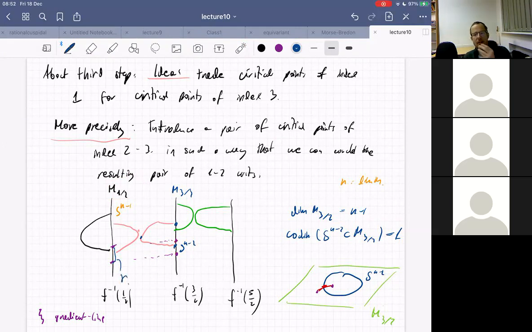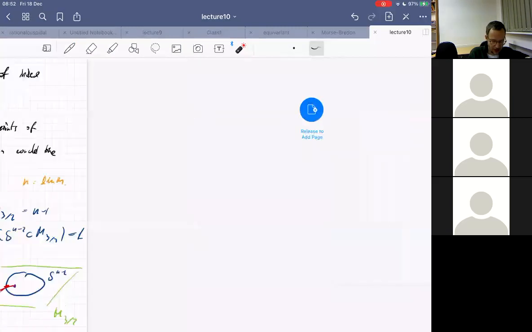And now we connect them, but we want to connect them in such a way that they don't intersect any of the stable manifolds of this, because we want to then flow gamma back to this level set. What is the reason that it doesn't intersect? It's the first place where we use the dimension assumption.